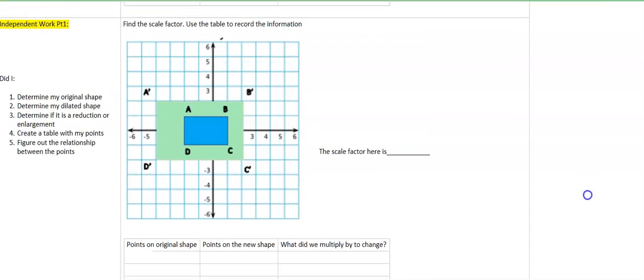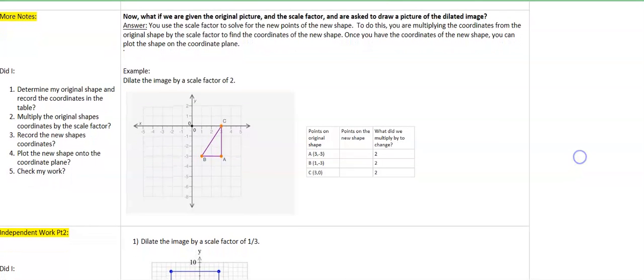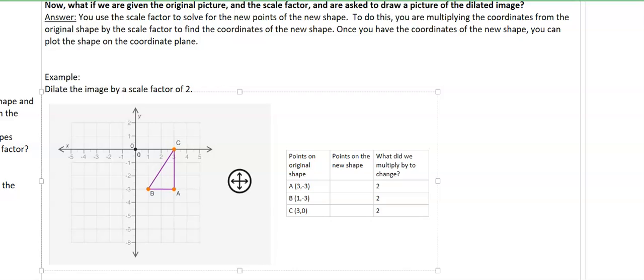So here's some independent work for you all to work on. And then for the second set of notes, we're looking at what if we are given the original picture and the scale factor and are asked to draw the dilated image. Now we can just work backwards, so I'll zoom in here. I'm going to use my scale factor to solve for my new points from my new shape. So I'm going to multiply my x and y's from the original shape to get my points of my new shape. And then I can plot my points there.